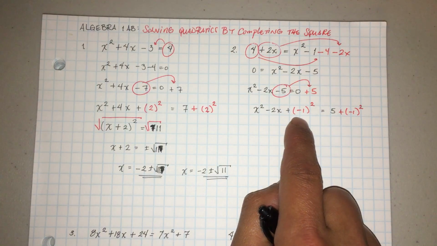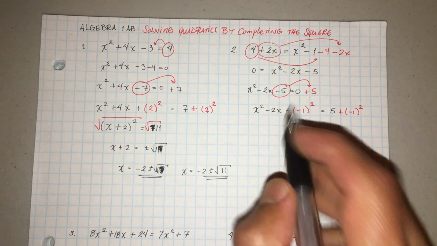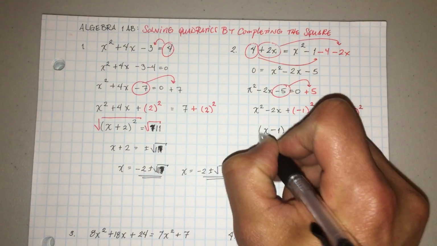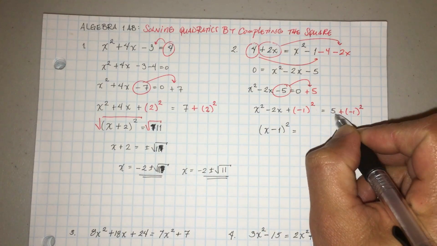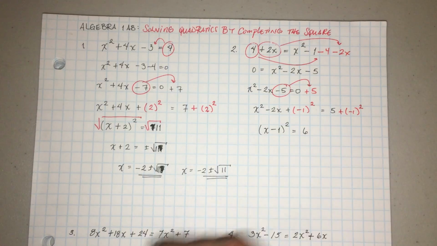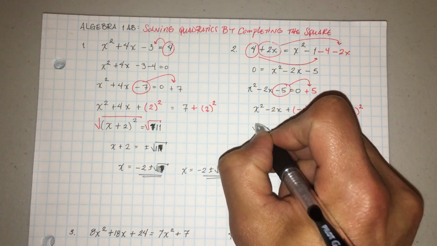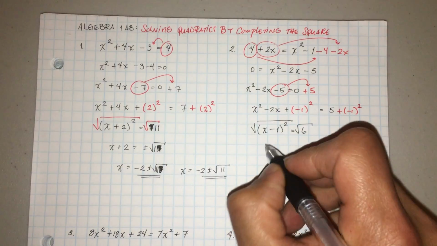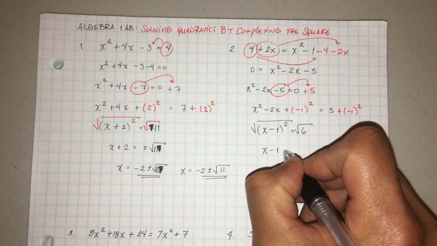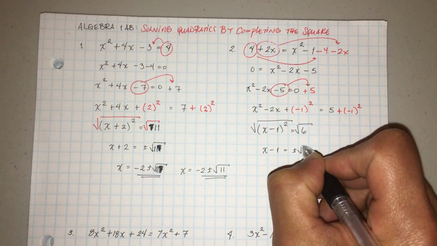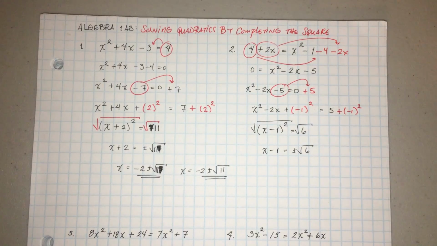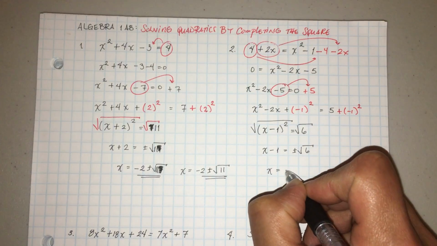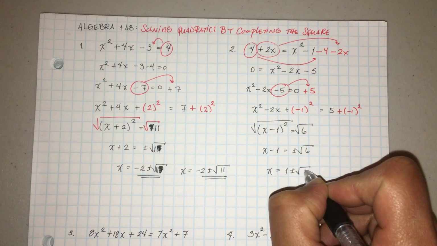Okay? And if you notice now, this guy can be factored. So it gives me x minus 1 squared. Over here you get 5 plus 1, which is 6. Now you take the square root on both sides. And you're left with x minus 1 is equal to plus or minus the square root of 6. So now, I just got to take that negative 1 to the right side. Becomes a positive 1, square root of 6.